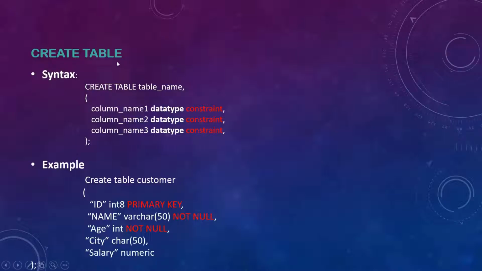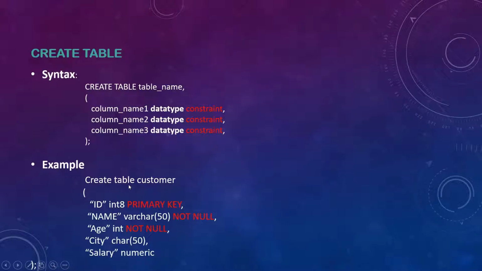Next we are creating a table. This is the syntax of creating a table in SQL. We can write create table, then the table name, then the column name, the data type of that column, then the constraint. If you want to give any condition, you can write it here, then a comma, then again the second column name, then data type, then constraint. Likewise, you can make a table.